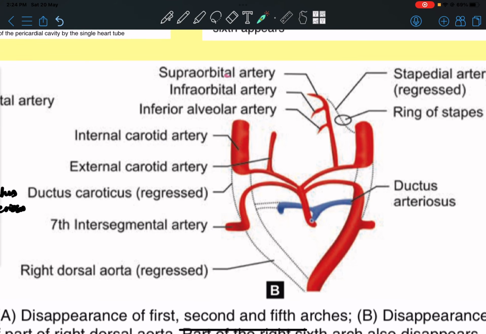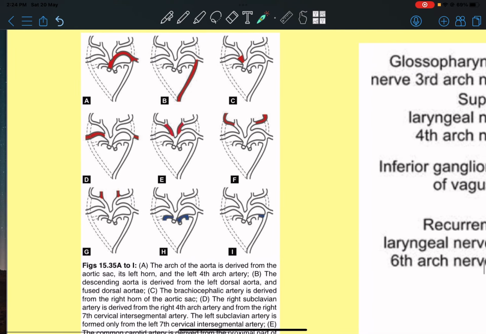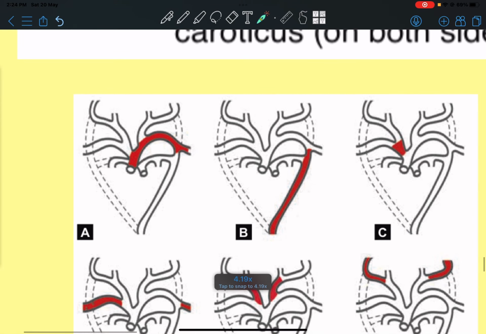Now this is what forms our adult structures. So let us see how that has happened. Just remember this view and come to this. So you have your aortic sac, your right horn, your left horn, your third arch artery, your fourth arch arteries, and your sixth arch arteries. The left dorsal aorta, and then from here you have the fused part, right? So first we see the formation of the aortic arch. What all is forming the aortic arch?